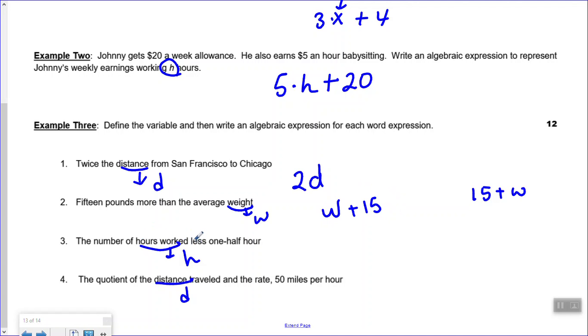The number of hours worked, less 1/2 hour. So be careful, this is less. If you have less than, you reverse the order. This is just less, you don't reverse the order, okay? The quotient of the distance traveled and the rate, 50 miles per hour. Quotient is division, so d over 50, or you can write it as d divided by 50.